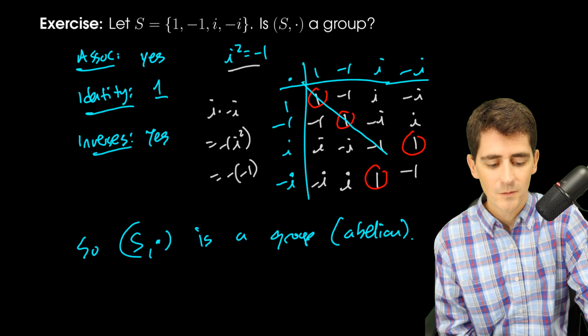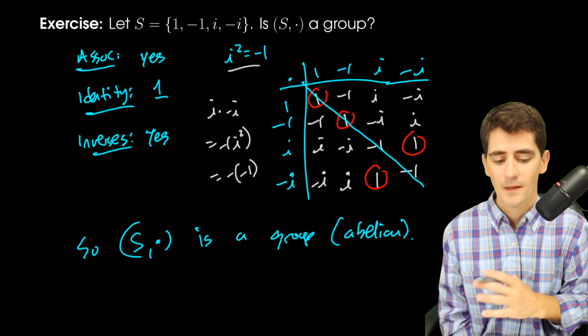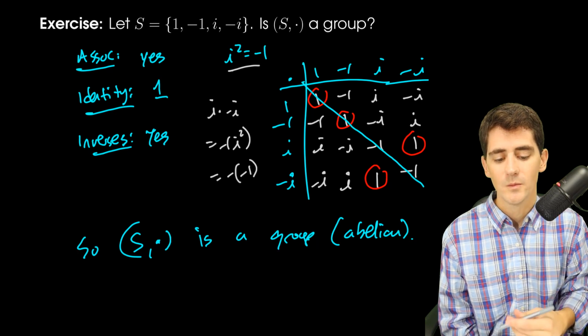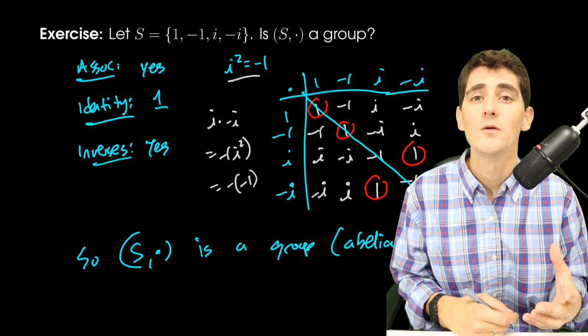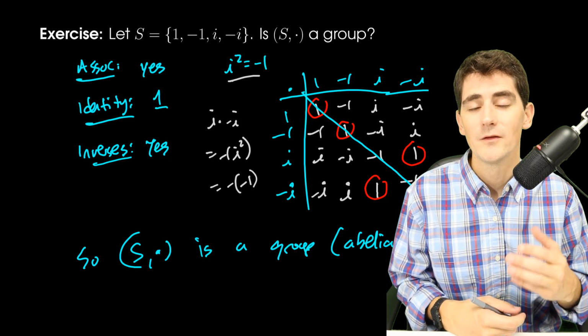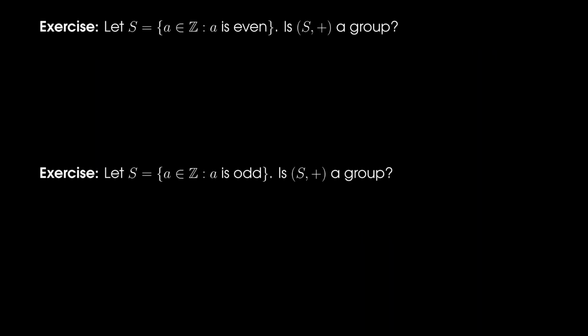Because you can see the symmetry in my table here. It didn't matter which order I did my multiplication, I get the same thing. This is an abelian group. Before we move on to some other examples, I've got a couple more exercises that I would like for you to look at, and the solutions to those are at the end of this video.